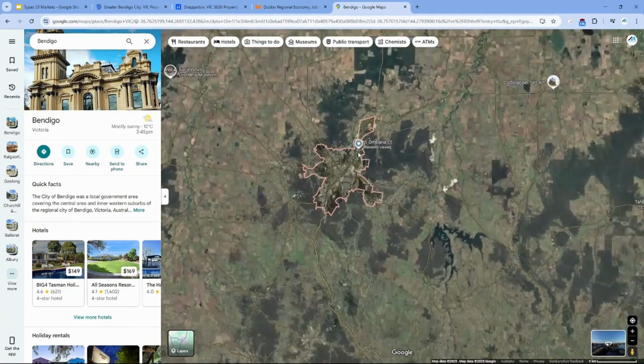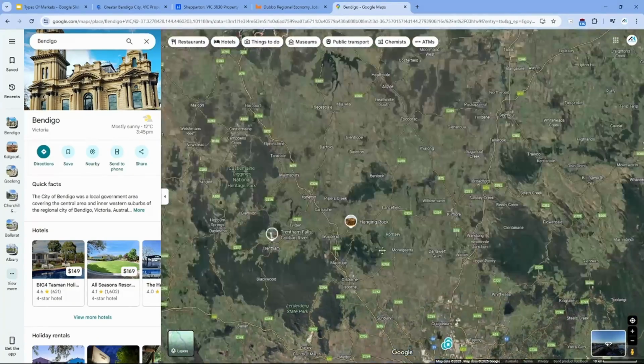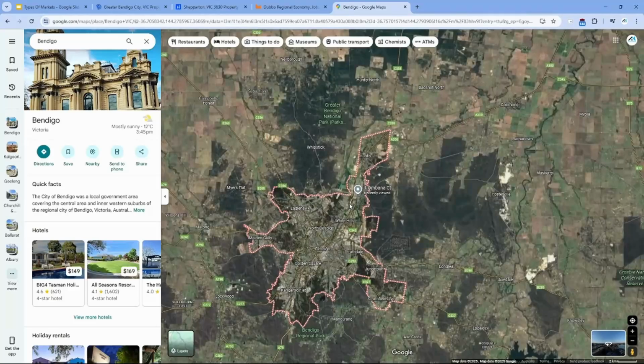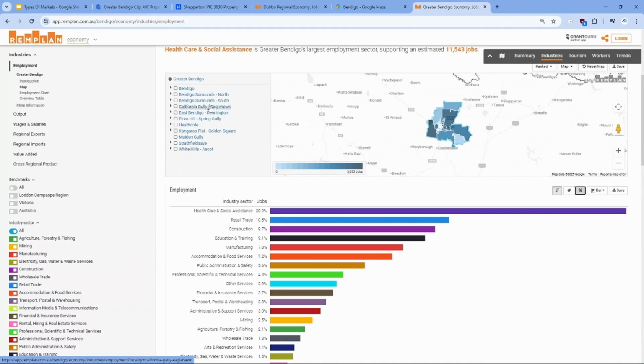Like Bendigo is one of my favorite. It's very economically diverse. It's also like 2 hours away from the CBD of Melbourne, so it's very close. It is a major regional hub. I mean, all we have to do is just look at the stats behind it, and we look at the economy. It's got healthcare, retail trade, construction, education, training, manufacturing, and more. It is economically diverse. I have no issues from that standpoint.